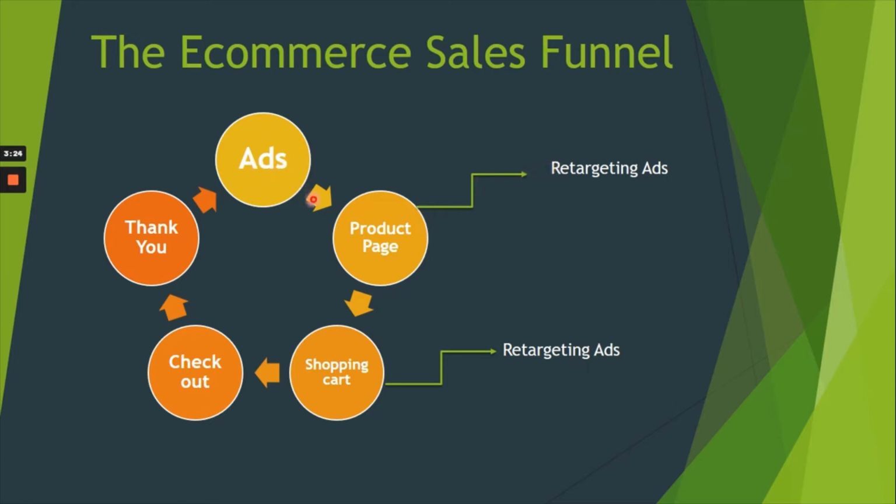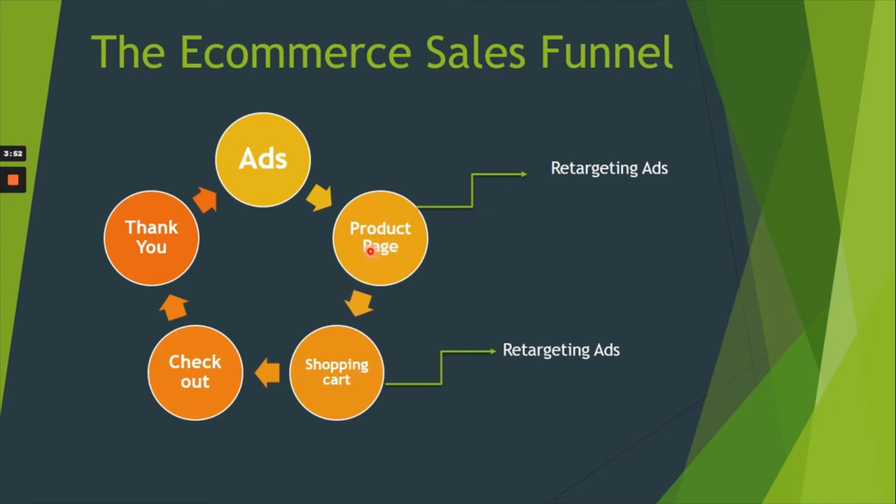So for example, you bring 100 people to this product page and only 20 people go to the shopping cart. For those 80 people, you should have a retargeting ad campaign to keep these people in the loop and bring them back to your store product page and hopefully push them down the sales funnel. So the same happens here.